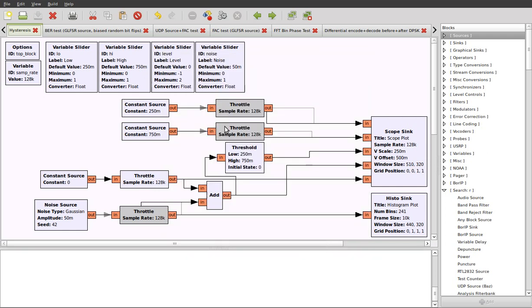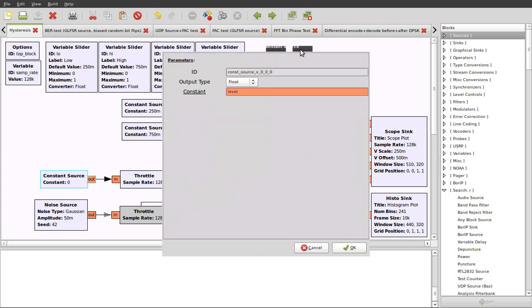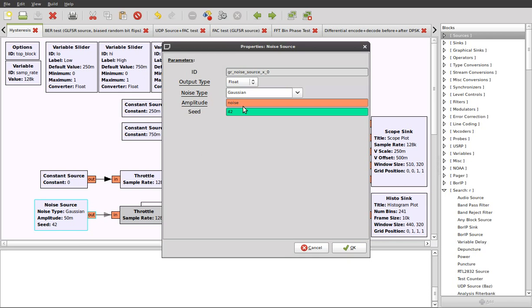We're going to simulate this noisy input by adding, using the add block, a constant value and the output from this noise source. Both of them can be altered at runtime using the variable sliders. We have the level ID and the noise ID. You can see here in the constant source, its value will take on that of the level slider, and this one will take on the value of the noise slider.